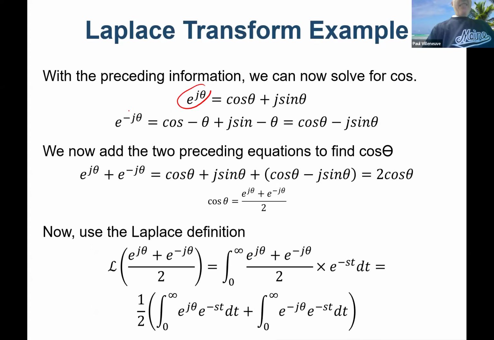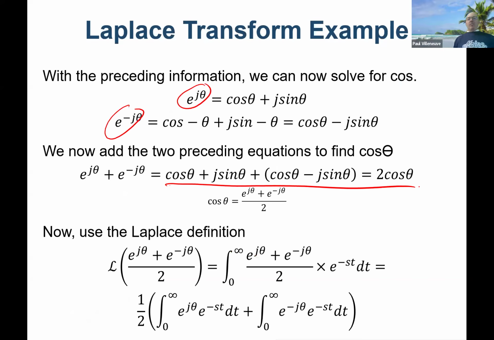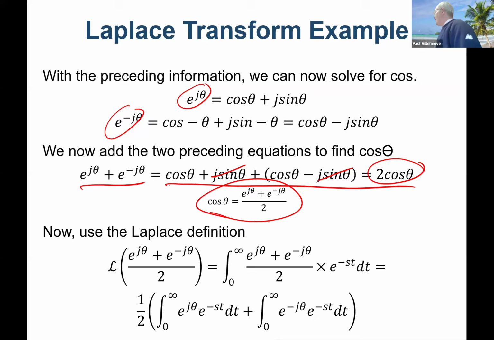If we add these two together, we have cosine theta plus j sine theta plus cosine theta minus j sine theta. Goodbye, j sine theta. And now we have 2 cosine of theta is equal to that term. So my cosine of theta is equal to e to the j theta plus e to the minus j theta over 2. Now we can do the Laplace transform of that.